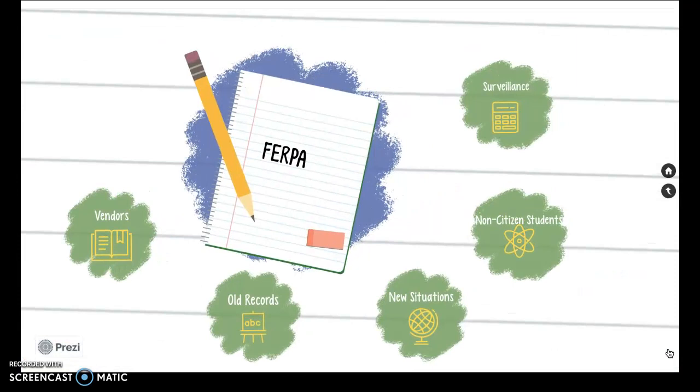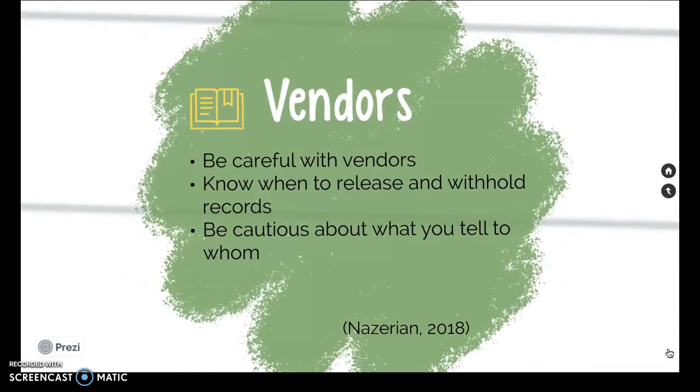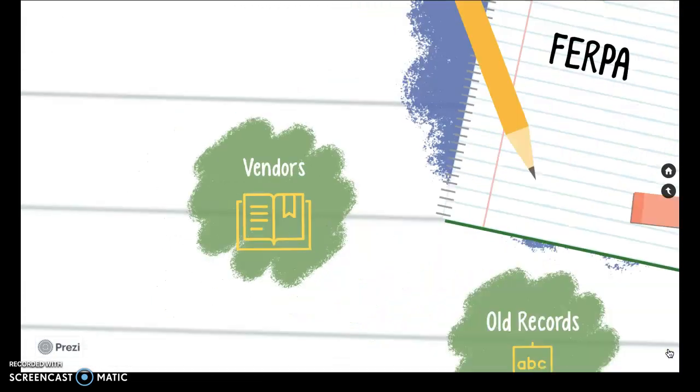FERPA was enacted in 1974, and since then our world has changed. It has become very digital. What we need to be sure of as a school district is about our vendors. We need to be careful that the vendors we use that house information, or websites we use that collect data, are appropriate, because it is still our responsibility to protect those students. We need to know when to release and withhold records, and we always need to be cautious about what we tell to whom.